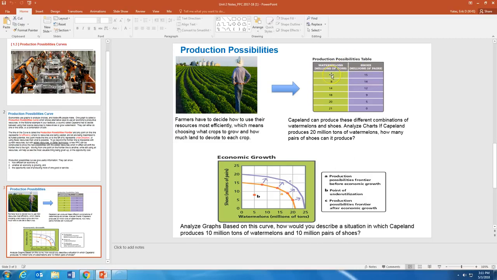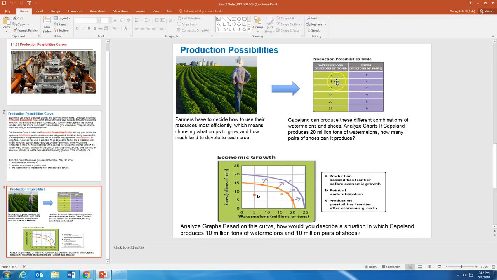So when we go from no watermelons and 15 million pairs of shoes and decide, hey, let's use part of the field to actually grow the crop, and let's say we increase from 0 watermelons to now 8 million tons of watermelons, you see over here that we decreased what we can do in shoes. You only have so many resources. They're scarce. So when we increased 8 million tons of watermelons, the opportunity cost, what we gave up, was 1 million pairs of shoes. We went from 15 down to 14 million pairs.